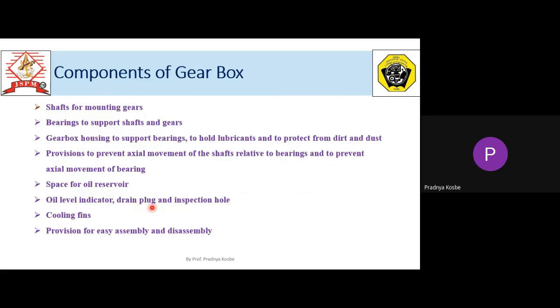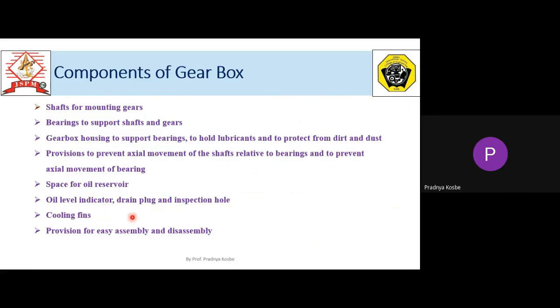Why a drain plug? Because after continuous use, after some cycles, the viscosity of the oil will get reduced and it will no longer provide effective lubrication. So that oil should be removed and replaced by new oil. And for that purpose, the drain plug is there.